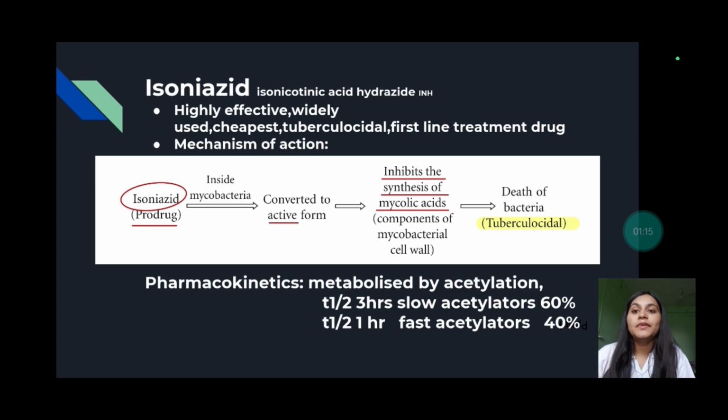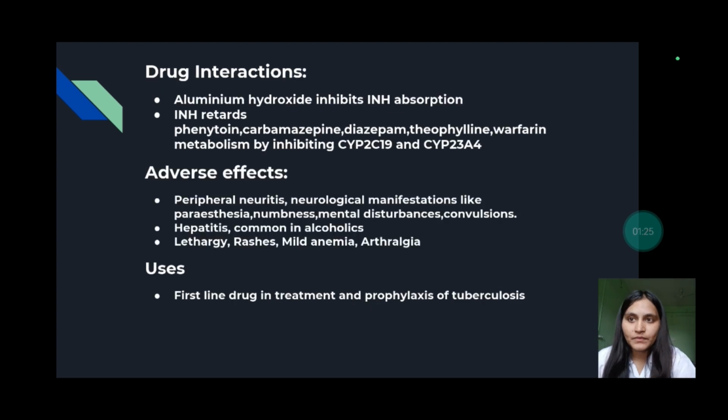Pharmacokinetics. It is metabolized by acetylation. Our population consists of two types, slow acetylators, which is 60%, and fast acetylators, 40%. Drug interactions. Aluminium hydroxide inhibits INH absorption. INH also retards phenytoin, carbamazepine, diazepam, theophylline, warfarin metabolism by inhibiting CYP2C19, CYP3A4.